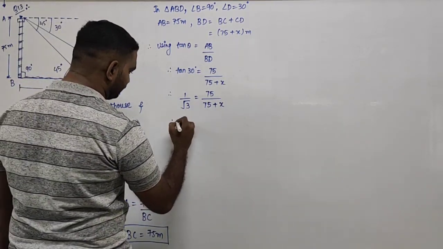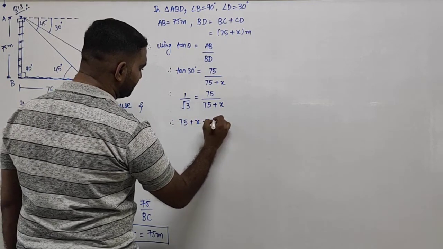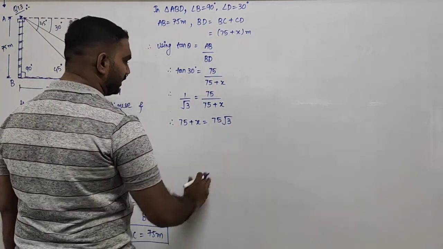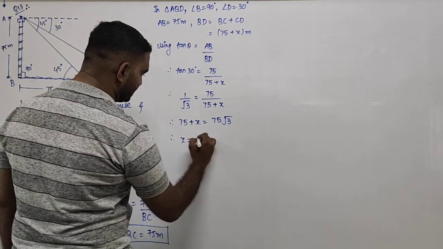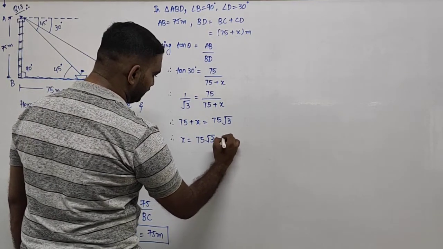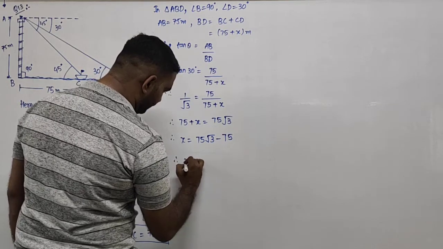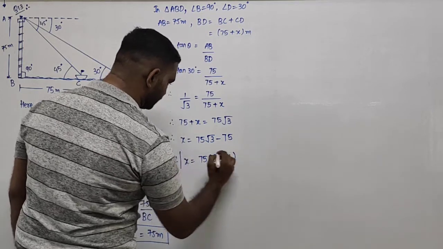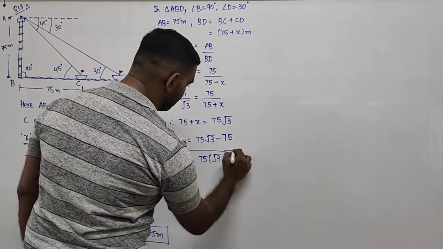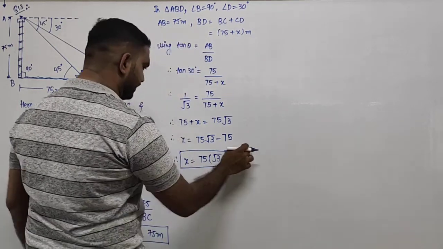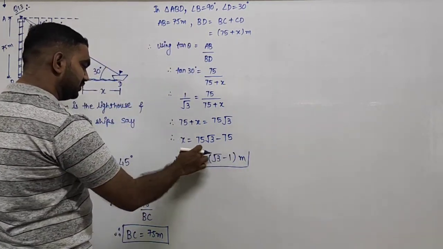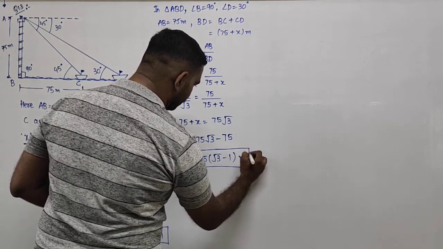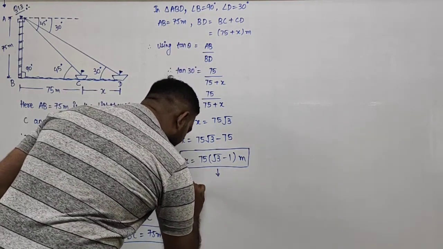Cross multiply, 75 plus x is equals to 75 root 3, right? Therefore x is equals to 75 root 3 minus 75, or x is equals to 75 into root 3 minus 1 meters, which gives you the final answer, the distance between the two ships, that is 75 multiplied by root 3 minus 1.